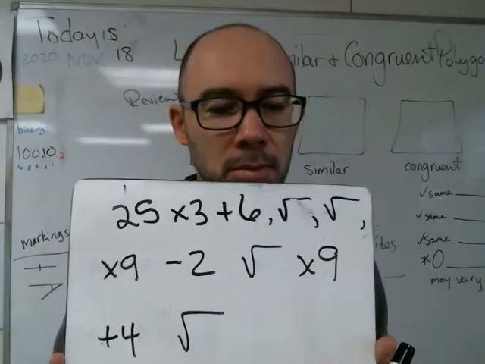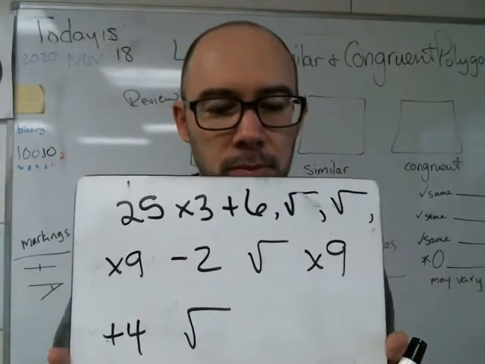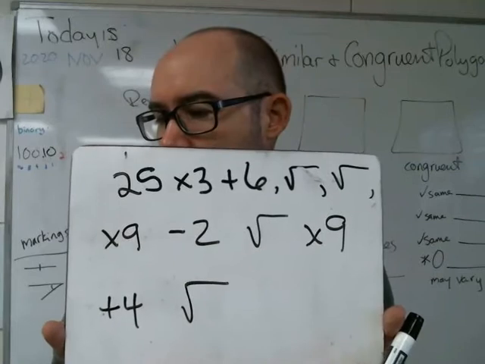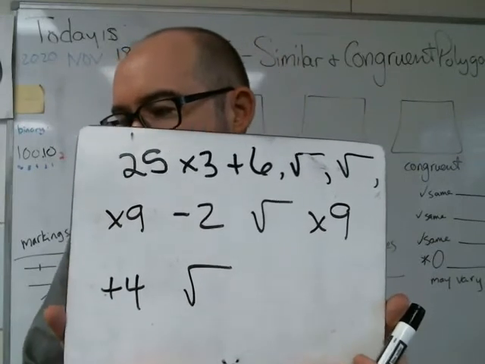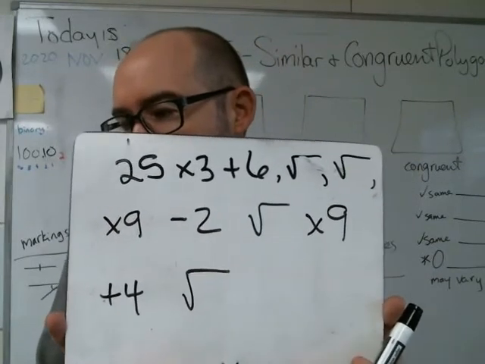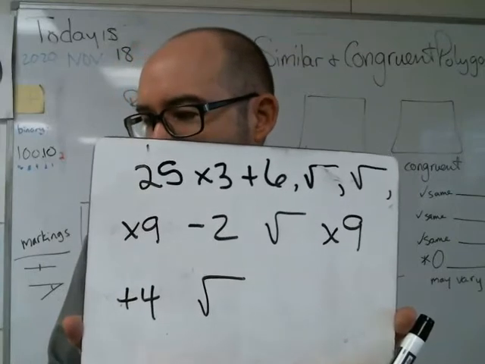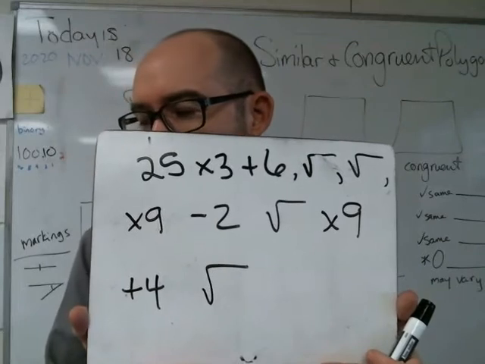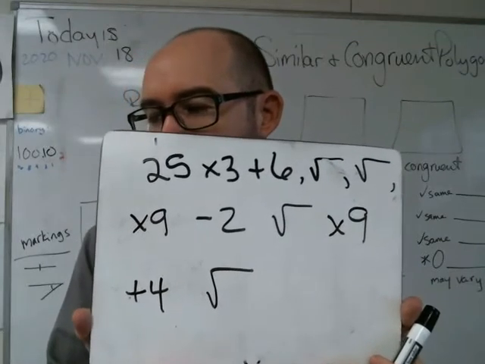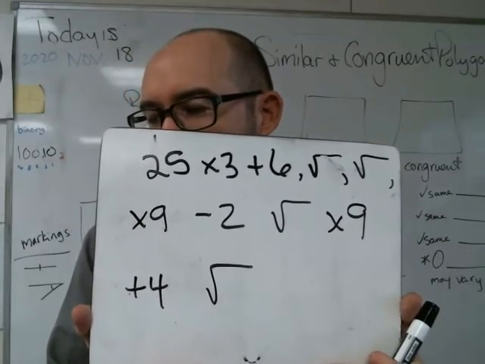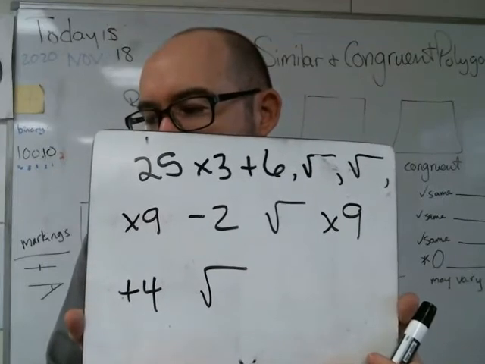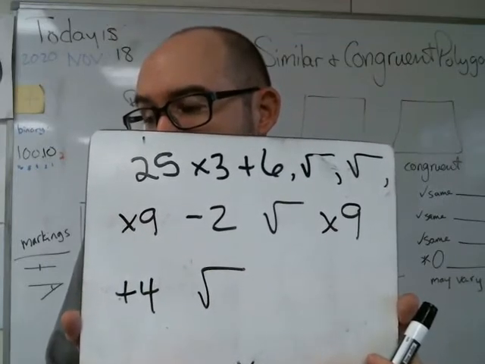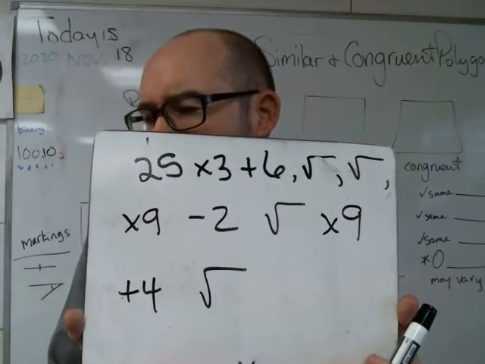25 times 3. 75 plus 6, 81, square root 8. Wait, 9. Square root of 9 is 3. 3 times 9 is 27. 27 minus 2 is 25. Square root of 25 is 5. 5 times 9 is 49. 49 plus, wait.